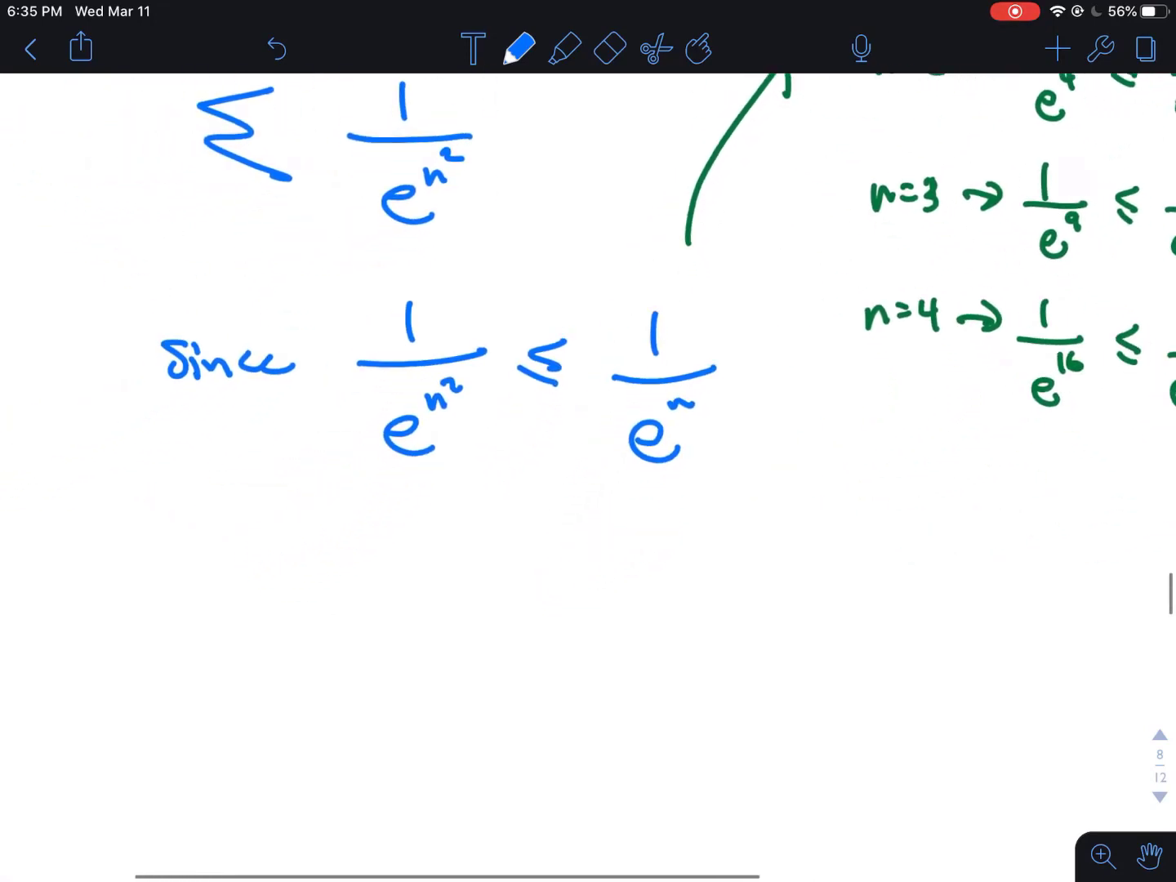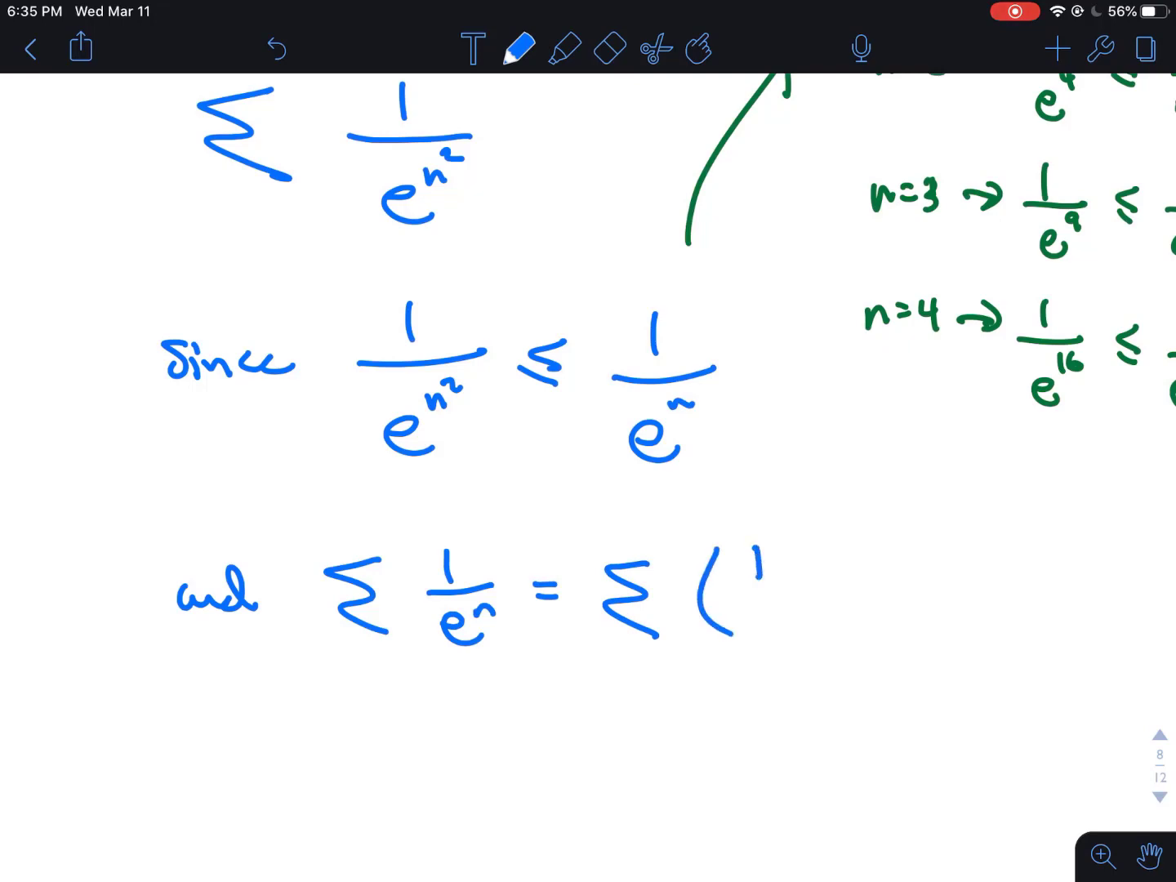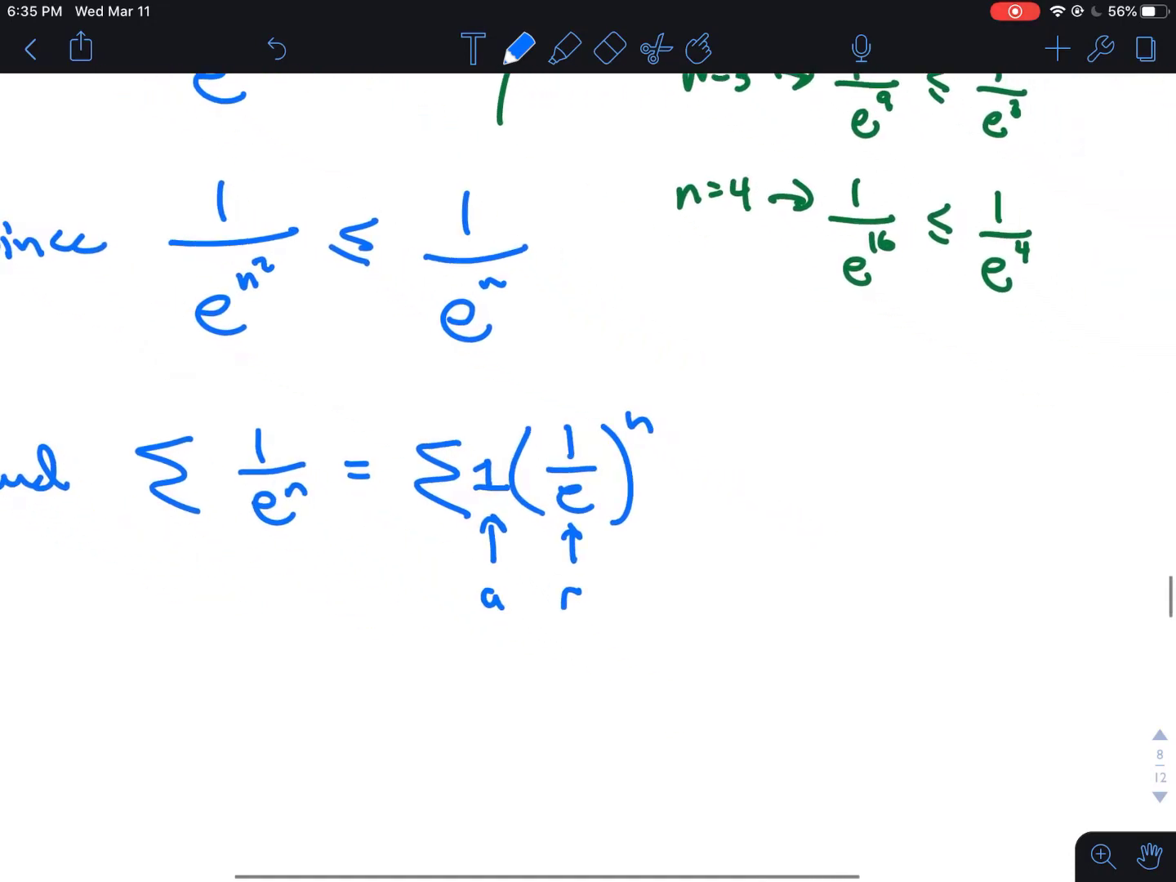Well, this thing right here is a geometric series. So 1 over e to the n, that's going to be the same thing as summing up 1 over e, all raised to the n. So this is maybe my a, and this is my r, right? And the big thing here is that r is less than 1, right? Or the absolute value of that r is less than 1. So this is going to converge by the geometric series test.